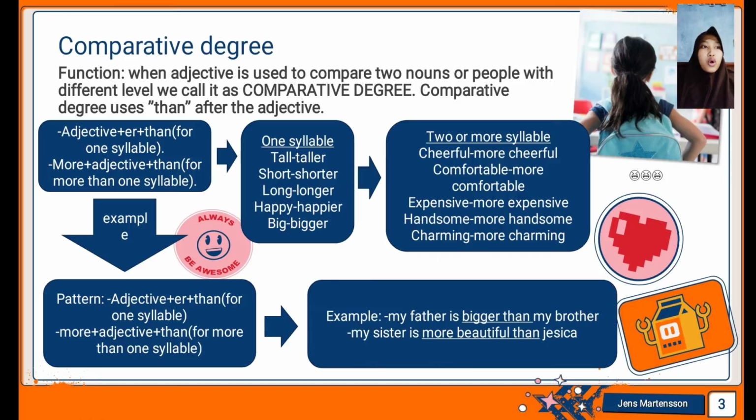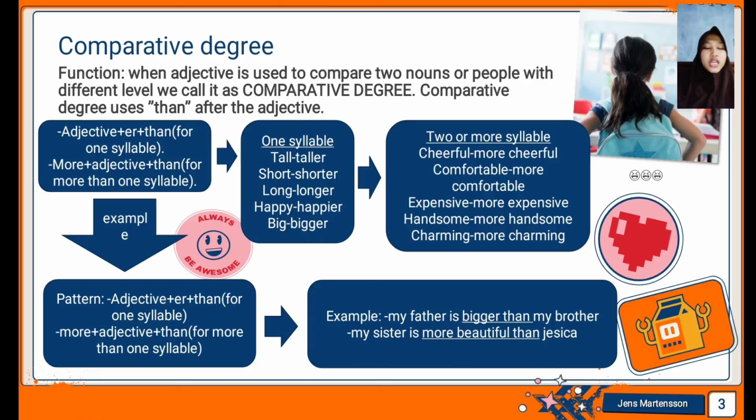And for two or more syllables, the examples are careful, more careful, comfortable, more comfortable, expensive, more expensive, handsome, more handsome, charming, more charming. For example pattern, one is adjective plus er plus than for one syllable.